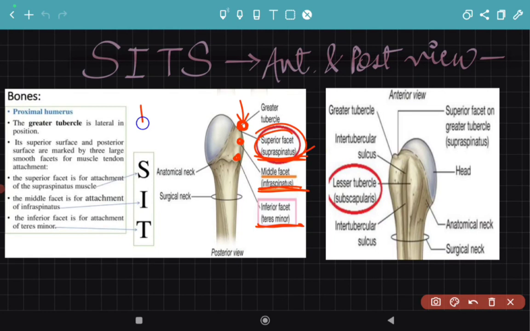This was in posterior view. Now coming to anterior view to appreciate the lesser tubercle of the humerus where subscapularis is attached.